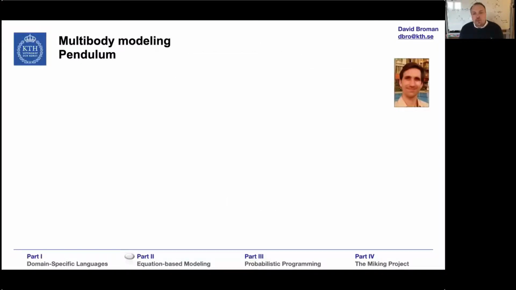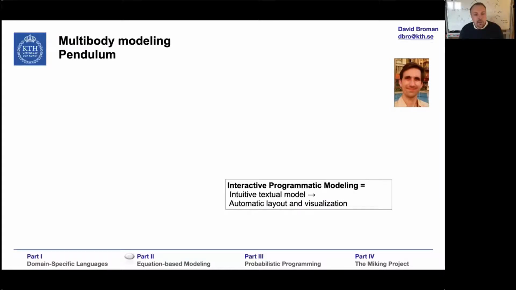Okay, so if we now look at a bigger, a bit more complex domain, it's a multi-body domain. This is a collaboration with one of my students and Oscar. And here, this is about interactive programmatic models, basically that you describe models in a very precise and short way, and then you can get automatic visualizations.